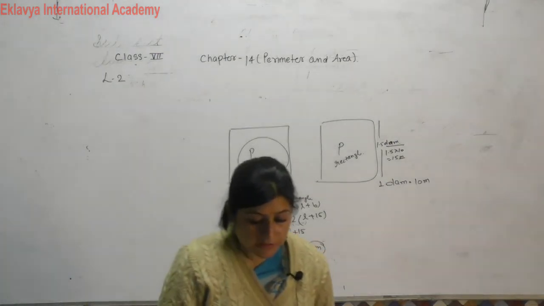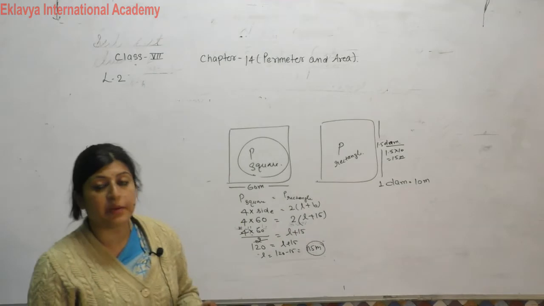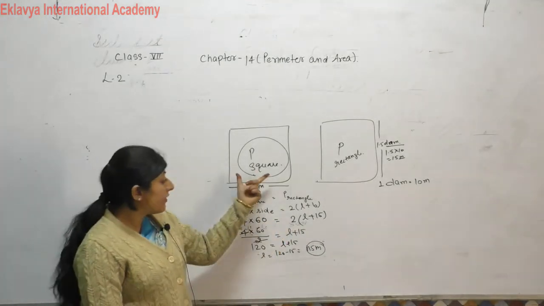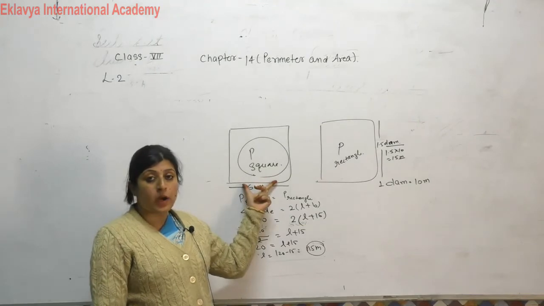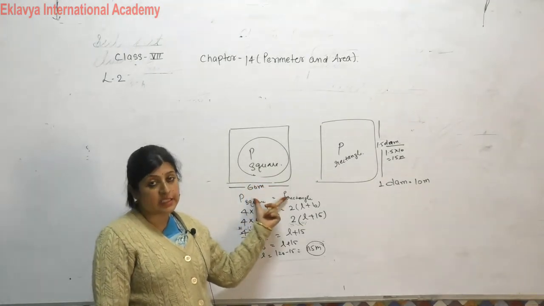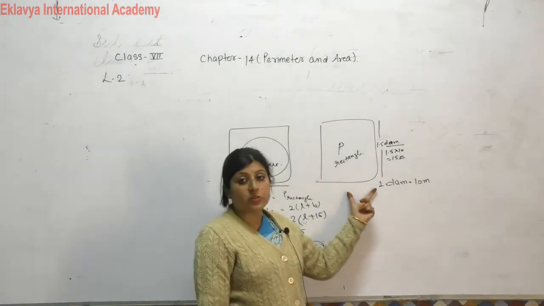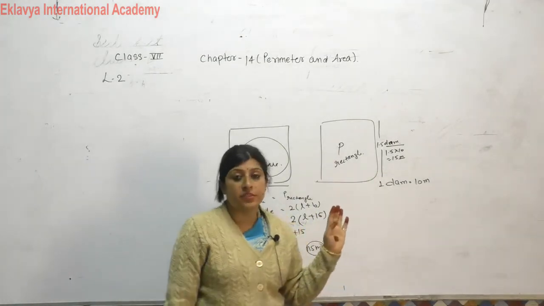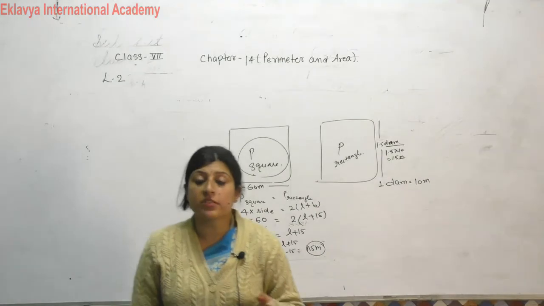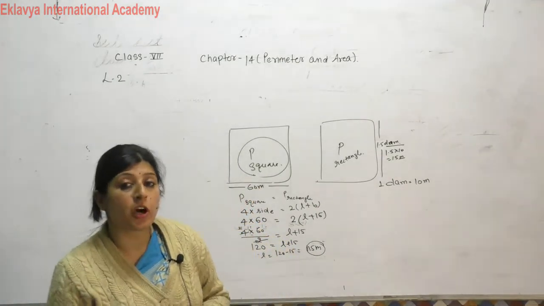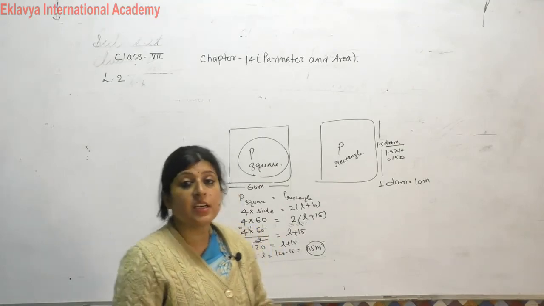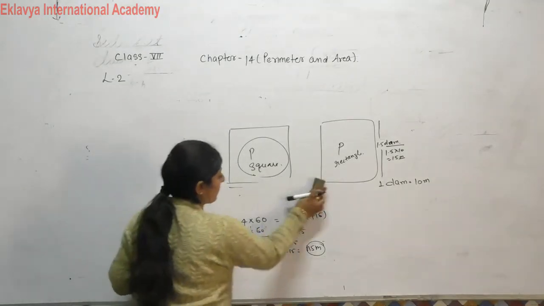Now your question is, which plot has the greater area and by how much? Same question as we solved the last one. We can find out the area of this square, that is 60 multiplied by 60. Then we can find out the area of this rectangle, that is 115 multiplied by 15. Then you can compare which area is greater and by how much. How to find out? Greater area minus smaller area.